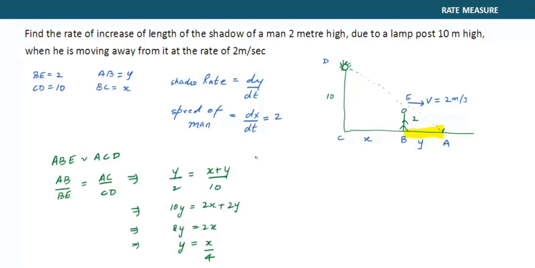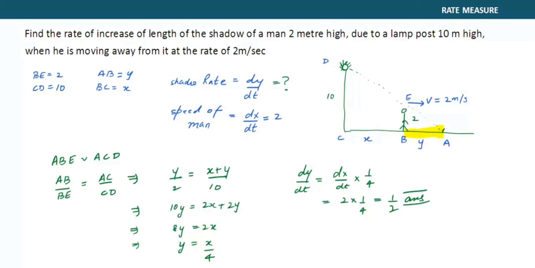And we wanted not y, we wanted what? This is our target, dy by dt. You just have to differentiate. So dy by dt is nothing but dx by dt into 1 by 4, right? And we know that dx by dt is given to us, that is 2. So the answer to this final problem is nothing but 1 by 2. This is the answer. That's it.